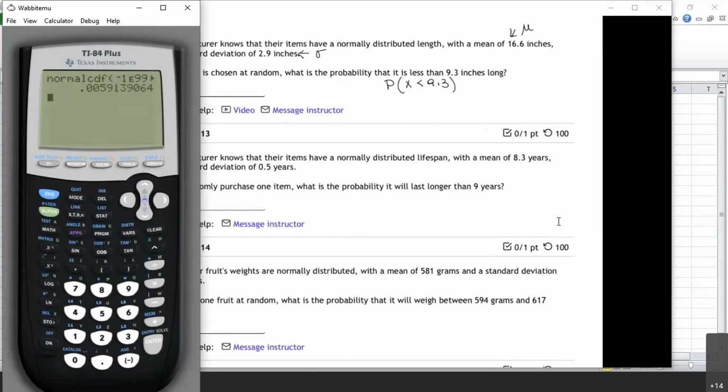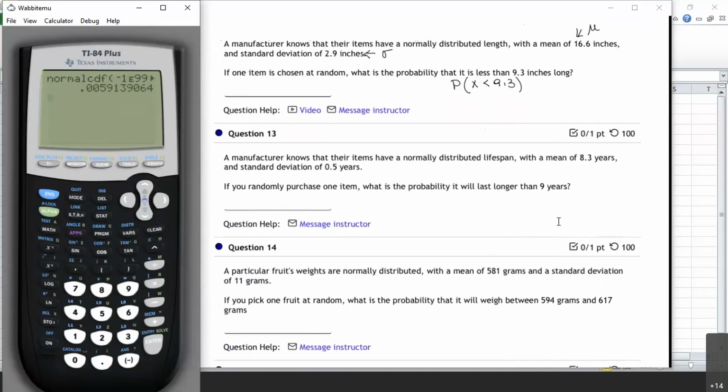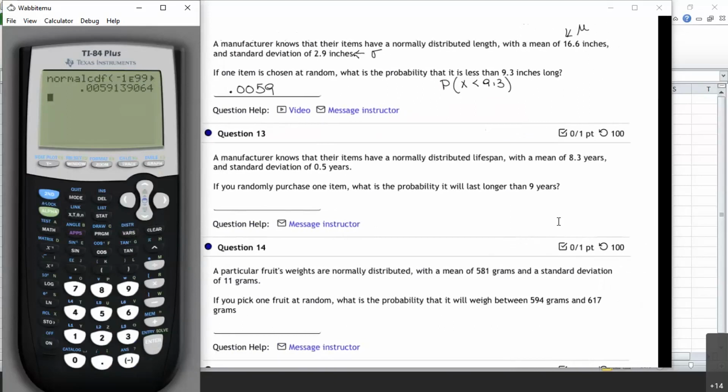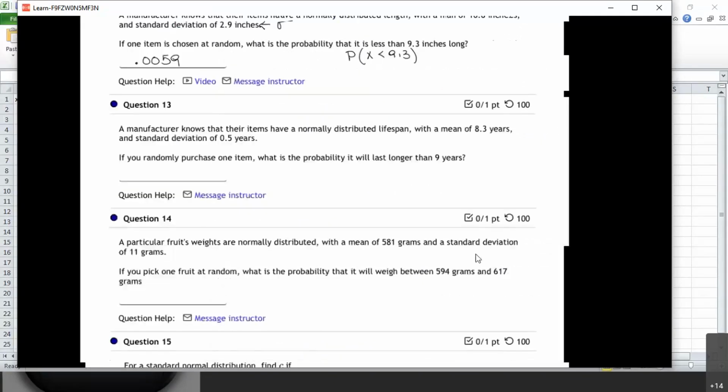and run it. And I get a probability of 0.0059. Okay, do your normal probabilities to 4 decimal places. That's generally standard with normal probabilities. Okay, so that's how you do it on the TI. Let's try this next one.